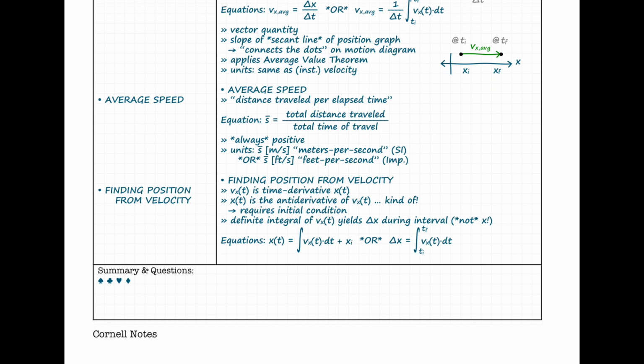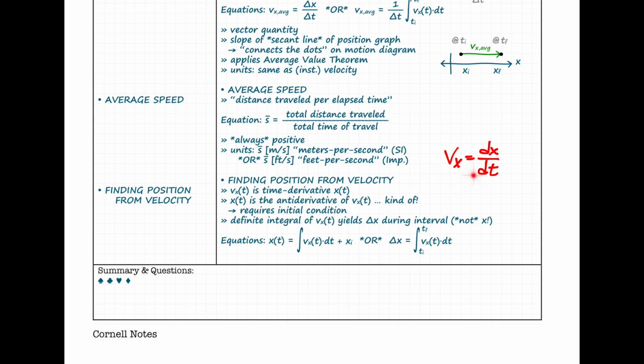And lastly, we said that our velocity is the derivative of position. That was our definition. So if we have position, we can take the derivative to find the velocity, but we should be able to undo that as well. We should be able to reverse that relationship. If velocity is the time derivative of position, then position should be the antiderivative of velocity, kind of. The thing is, whenever you do an integral, you always get a plus c. And so that's going to require an initial condition.